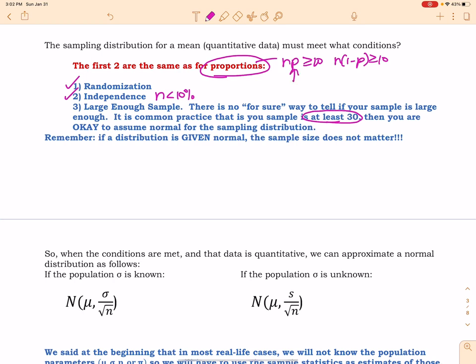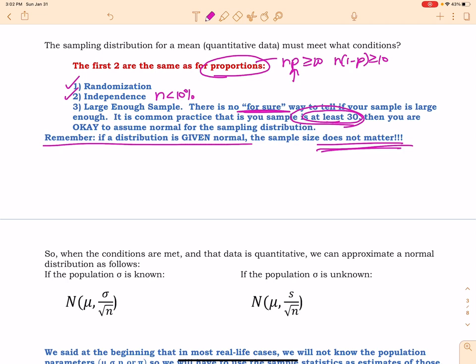We don't have a p. There's no proportion to deal with here. So we can't use our np rules to determine if our sample is large enough. We've got to have something else in place. For quantitative data, since there's not a for-sure way to tell, usually about 30 is what we go with. So if your sample size is 30 or larger, you're good to go. If it's not that big, then you need to be told it is coming from a normal distribution, because remember, if you are sampling from a normal distribution, the sample size does not matter.